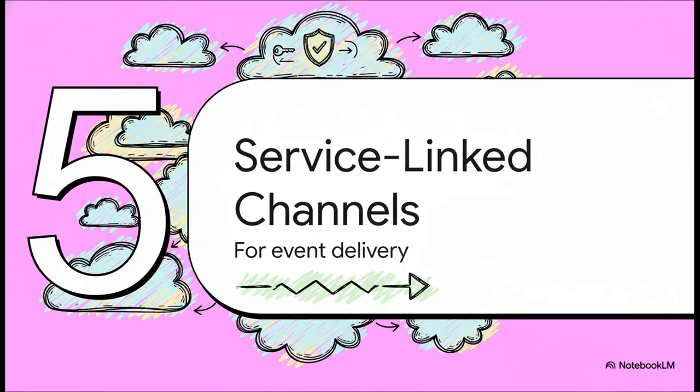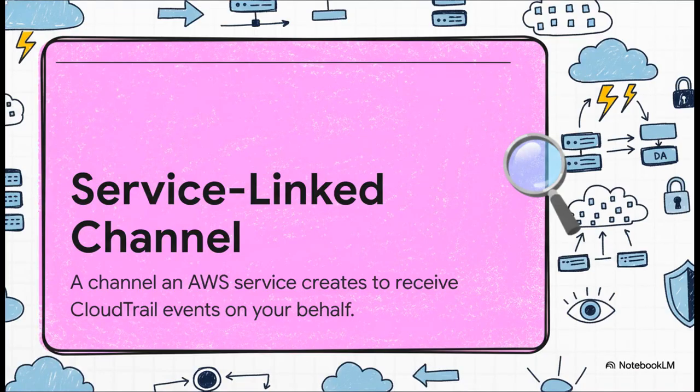Okay, so while you're hanging out on that CloudTrail settings page, you're probably going to see something else called service-linked channels. It's connected to all this, so let's just take a quick second and figure out what that is. So, a service-linked channel. Think of it as a special pre-built pipeline. The key thing here is you don't make these. Another AWS service, like AWS Config or Security Hub, sets it up automatically to get the exact CloudTrail events it needs to do its job.